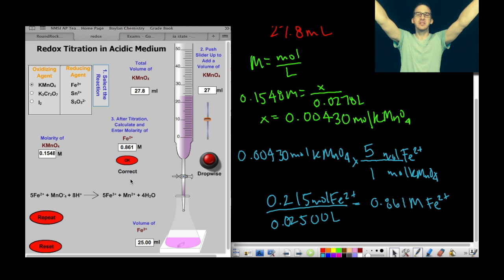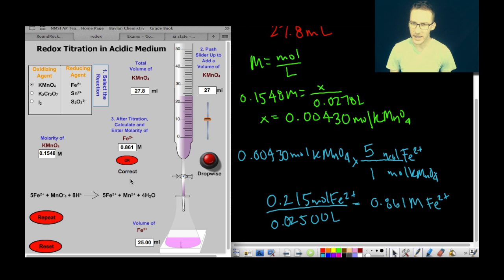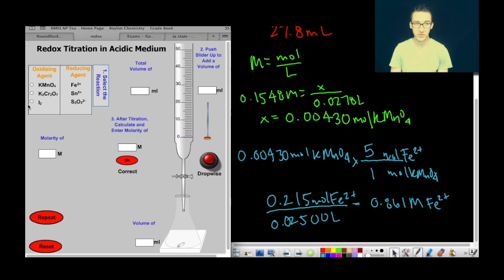Mathematical geniuses. Woo! Okay, you are going to do that exact same thing in the lab. It may not be the same concentration, but it's a very, very similar idea. You can either repeat that calculation or reset it and choose a different redox reaction. You'll get some different relationships there. But in a nutshell, that's what we're going to be doing. Get excited.